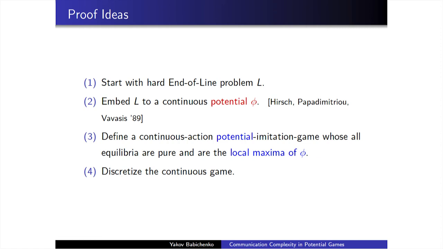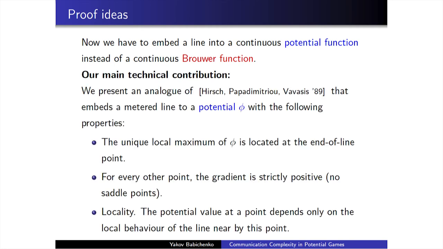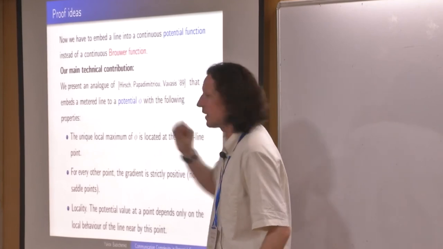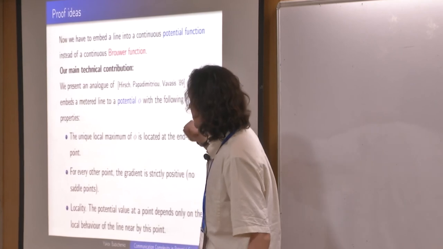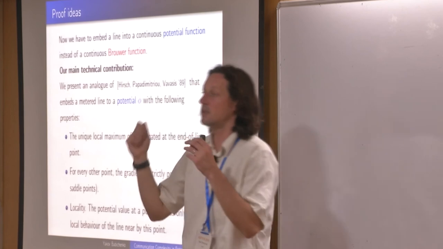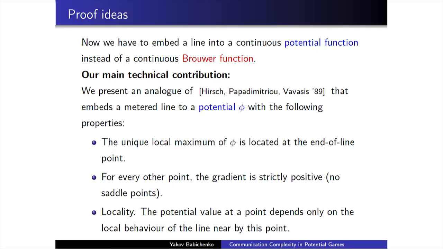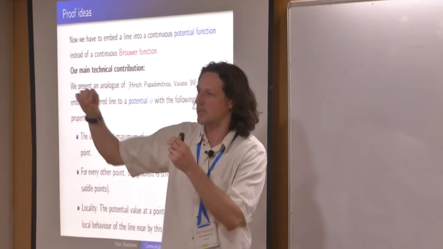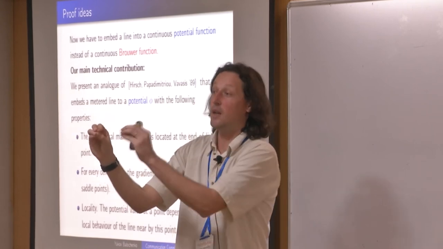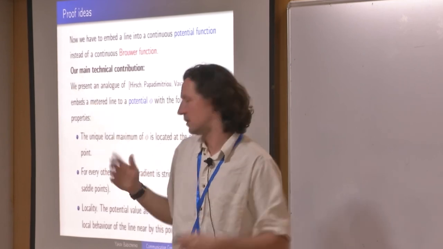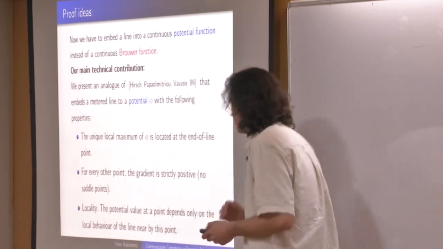In our case, we wanted to embed it into a potential function, and not surprisingly, our construction is also non-trivial. I will not say it's trivial, but technically, I think this is the main contribution. This is the longest proposition in the paper. Essentially, it says that what Hirsch, Papadimitriou, and Vavasis did for embedding a line into a Brouwer function, we have the same analog for embedding a metered line. To those of you who know, it means that when I query a vertex, I know not only whether the line goes through it or not, but also how many steps I went so far in the line. This is roughly speaking the definition of a metered line.